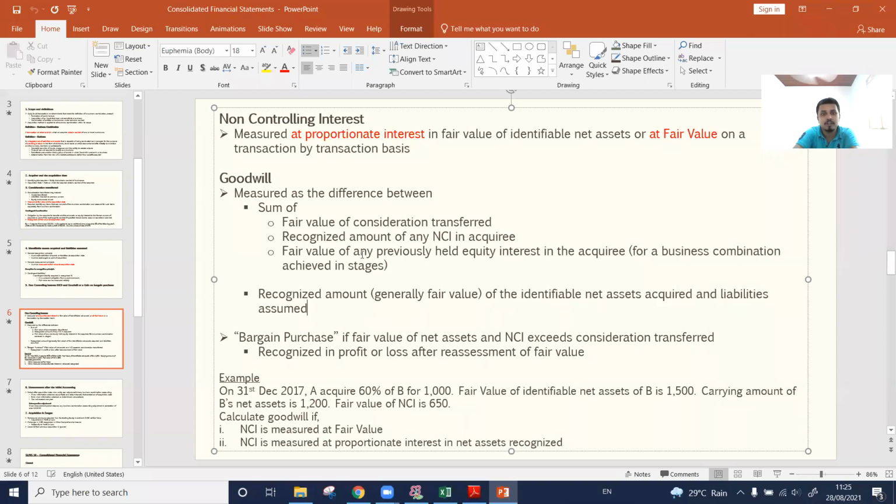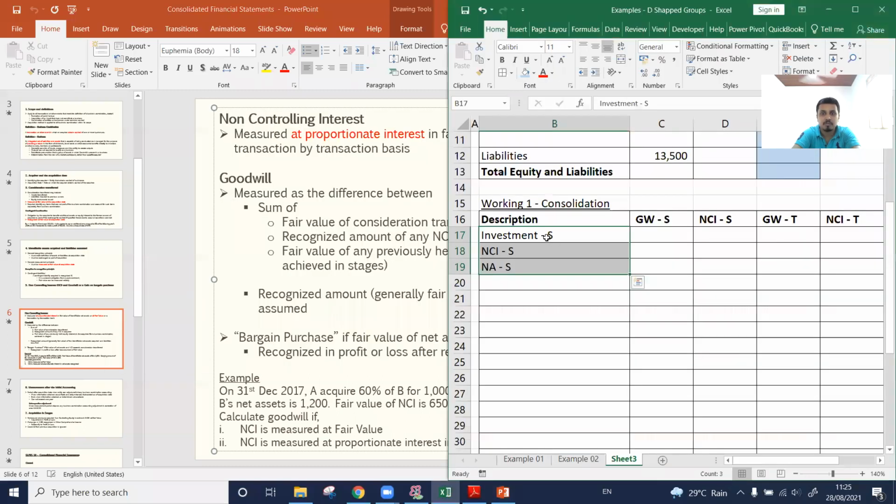Right? Fair value of any previously held equity interest in the acquiree. So here, apart from investment plus NCI minus net assets, what we need to consider is the fair value of previously held equity interest.